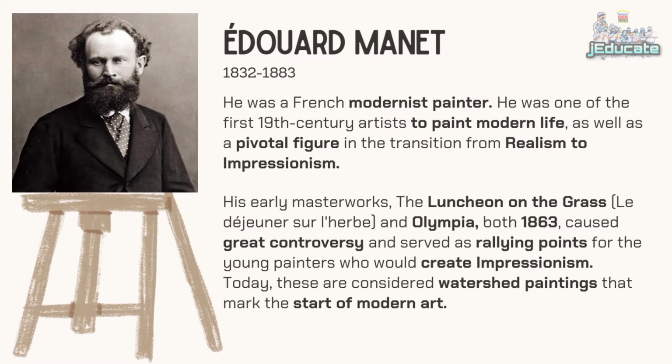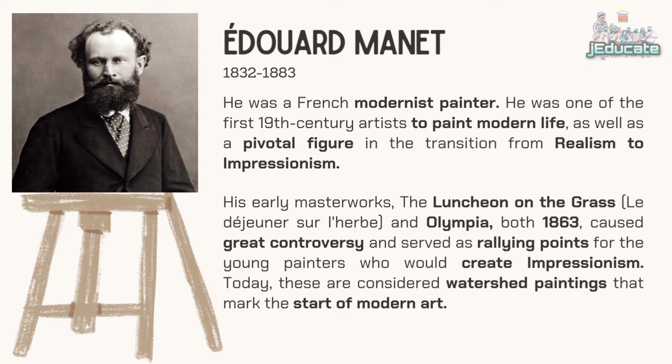Edouard Manet, 1832 to 1883. He was a French modernist painter. He was one of the first 19th century artists to paint modern life, as well as a pivotal figure in the transition from realism to impressionism. His early masterworks, The Luncheon on the Grass and Olympia, both 1863, caused great controversy and served as rallying points for the young painters who would create Impressionism. Today, these are considered watershed paintings that mark the start of modern art.